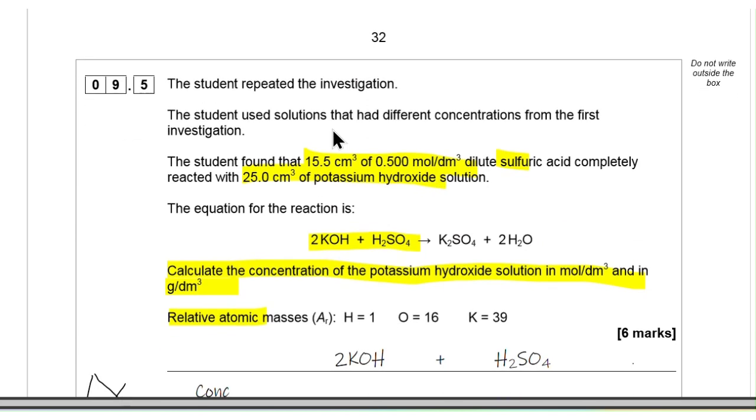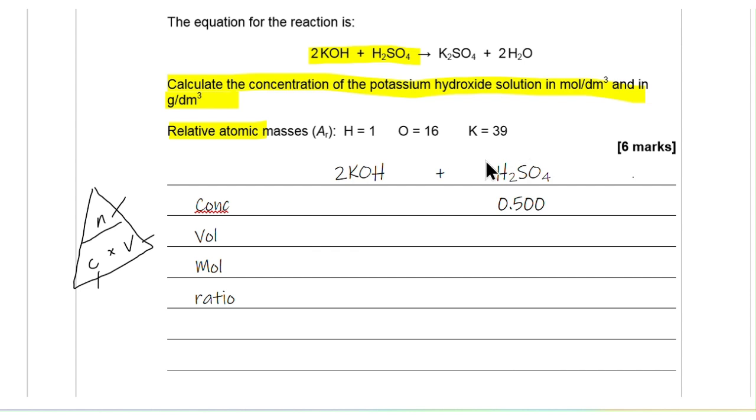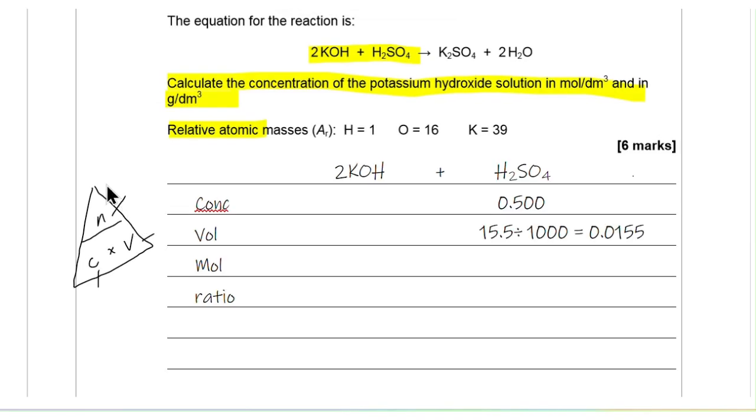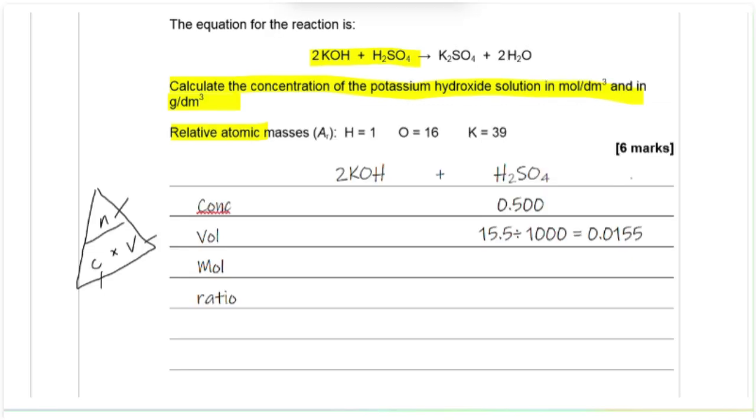So, from the question, we know we've got 0.5 moles per decimetre cubed of the sulfuric acid. The reaction with the acid used up 15.5 centimetres cubed, but we've got to convert that to decimetres cubed because that's what the concentration is. So to convert centimetres cubed to decimetres cubed, we divide by 1,000. So 15.5 divided by 1,000, that comes to 0.0155.